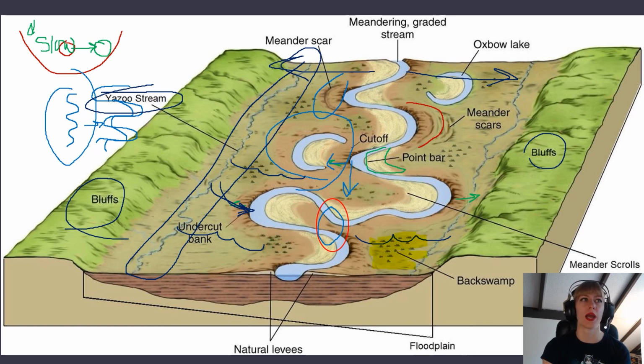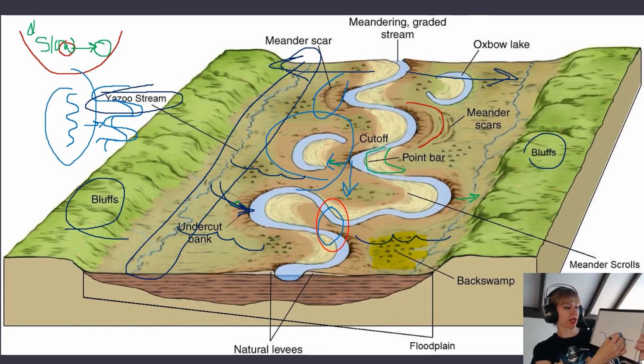And part of this is because as the water overflows over time, which we'll see here, it will actually build up sediment along its edges. So you'll have, over time, the build up of what we call natural levees.